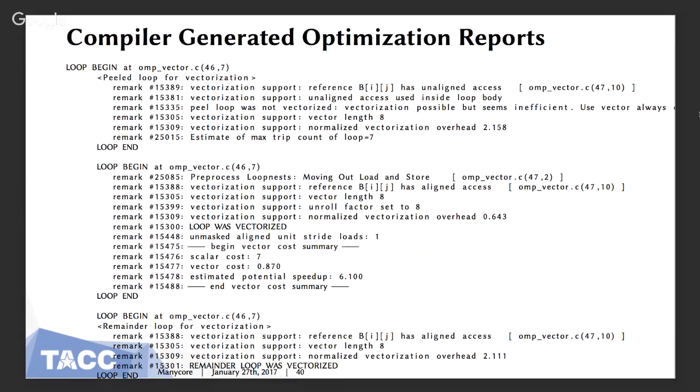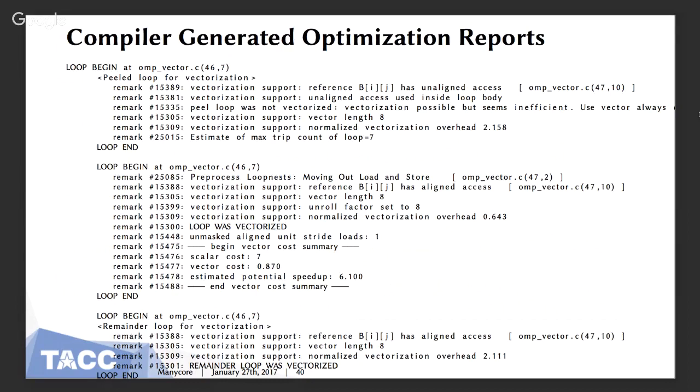So this loop starts at line 46. It's not obvious what that is, but you can go and look in your source code and see, oh, line 46 is this loop. It's doing unaligned access to this particular array B. This is a peeled part of the loop. It's decided that vectorization isn't worthwhile here. And then you can look at the next one. This is the bulk or body of the loop, where in big bold letters here, in the middle, it says loop was vectorized.